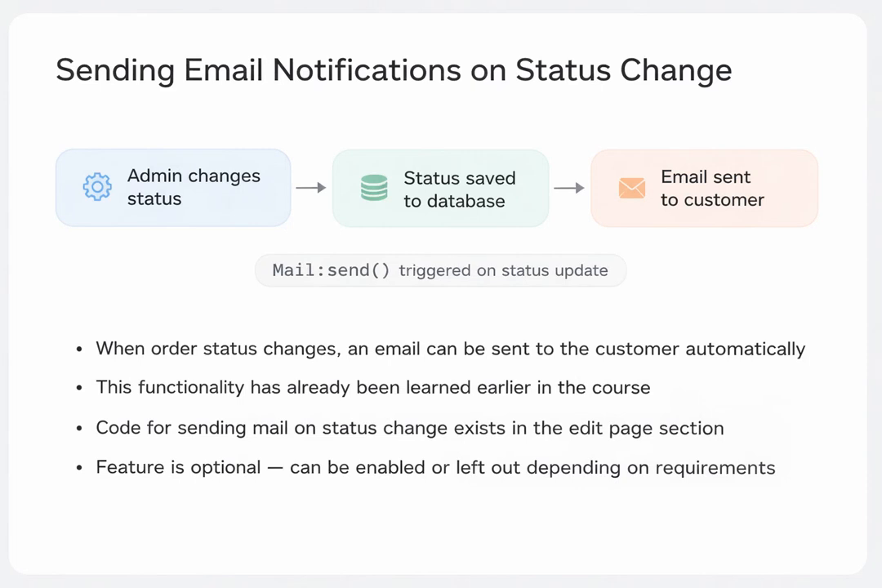One nice feature that can be added here is sending an email to the customer whenever the order status changes. For example, when the admin moves an order from pending to processing, the system can automatically fire off an email to let the customer know. This is something that's already been covered earlier in the course. The code for sending mail on a status change exists in the edit page section. It's optional, but it's a great touch for a real e-commerce application.